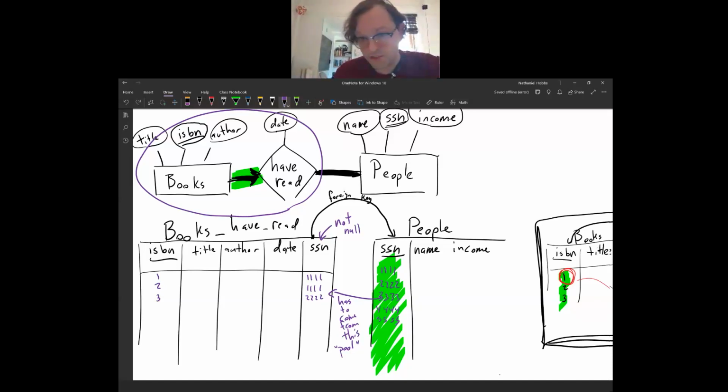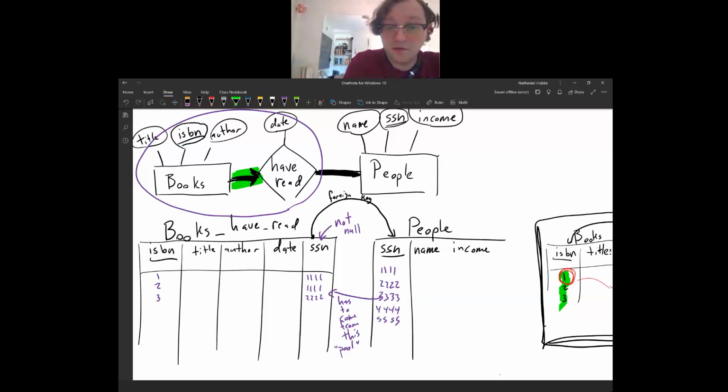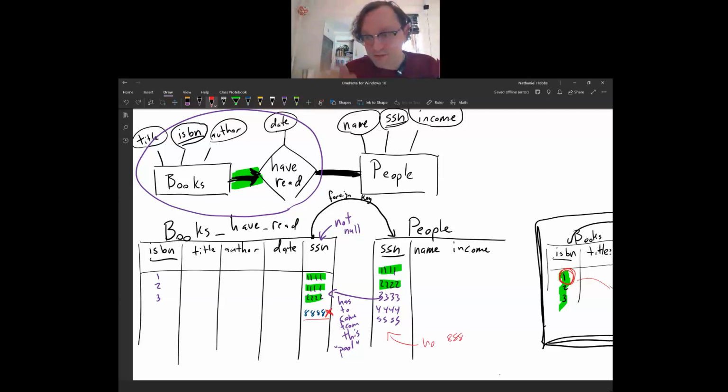Let's say that these are my pool of social security numbers. Okay, I can write this number because it appears here. So that's okay. It's coming from that pool. This number is okay as well because that also exists in the pool. What would not be allowed is if I wanted to do 8888. This would not be allowed because there is no 8888 here. So that's what a foreign key does.